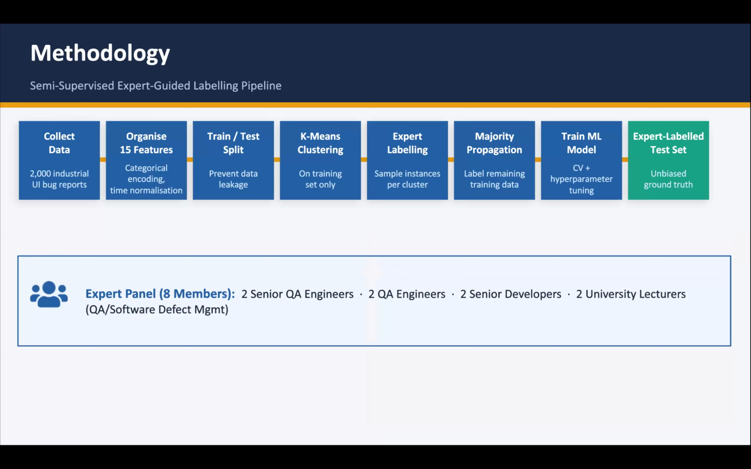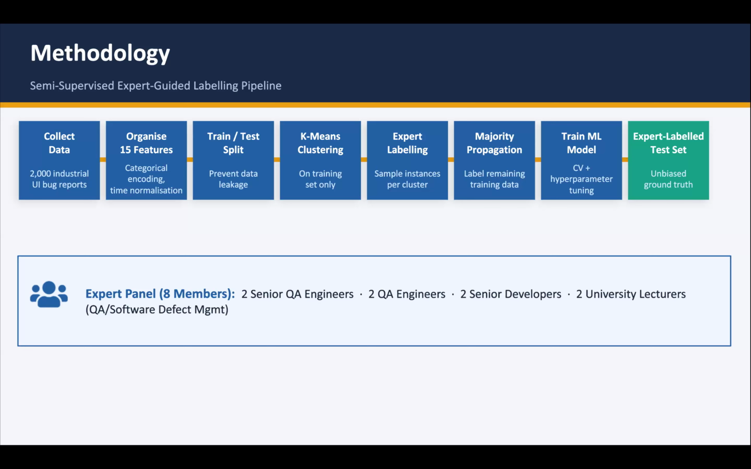The pipeline has 8 stages. We start by collecting 2,000 UI bug reports from an industrial environment, and then we organize the data around selected feature attributes. We split the data into training and test sets before any clustering happens. This prevents data leakage, where knowledge from the test set could influence how clusters are formed.